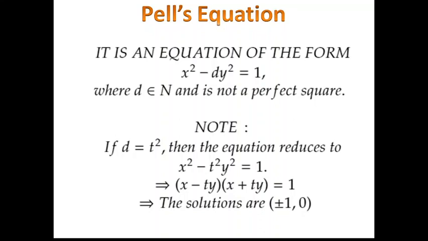See, if d is t squared, then the equation reduces to x squared minus t squared y squared equals 1, and that gives you (x minus ty)(x plus ty) equals 1. On analysis you will find that x minus ty is an integer and x plus ty is an integer, so their product should be 1. The only possibilities are x minus ty is 1 and x plus ty is also 1, or x minus ty is minus 1 and x plus ty is also minus 1. So the solutions would be (0, plus or minus 1), comma 0. So this is about the Pell's equation.